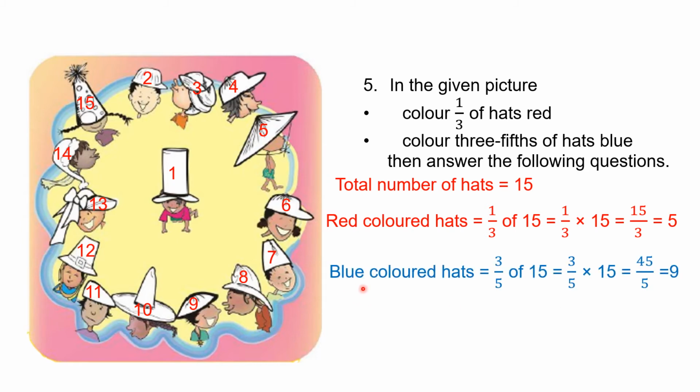Let us find out blue colored hats. That is 3 by 5 of 15. 3/5 of hats are blue. So 3 by 5 of 15, 3 by 5 multiplied by 15. 3 15s are 45 divided by 5. We know that 5 nines are 45. So it equals 9. So the number of blue colored hats is 9.